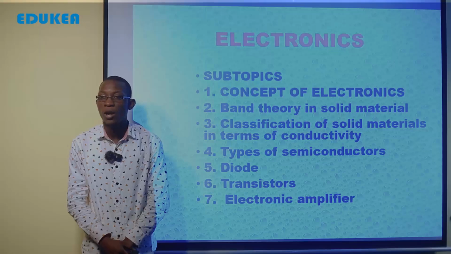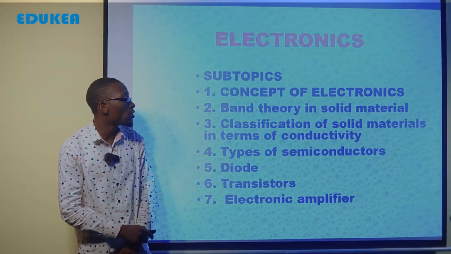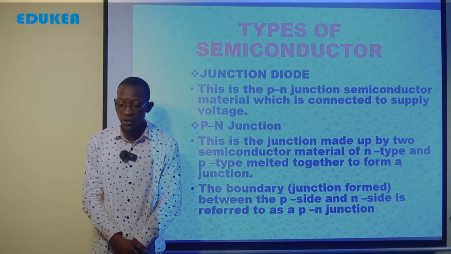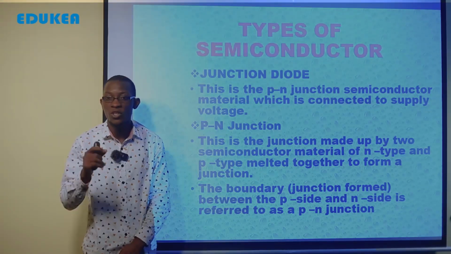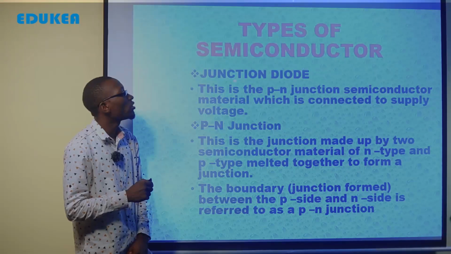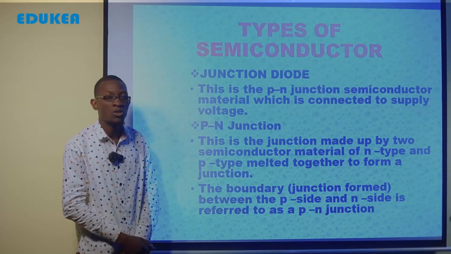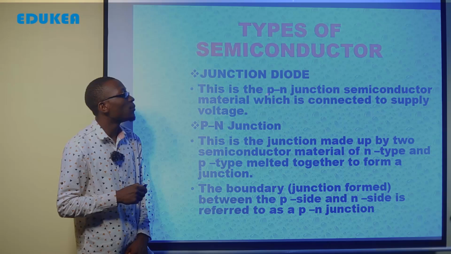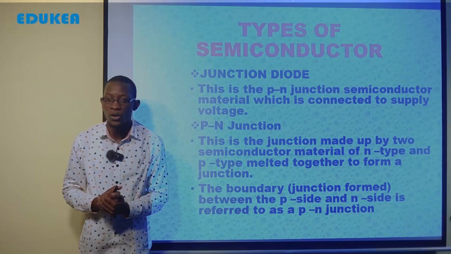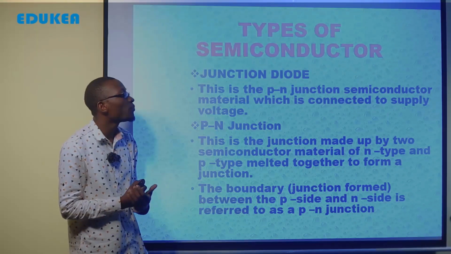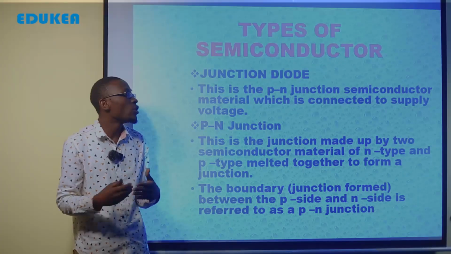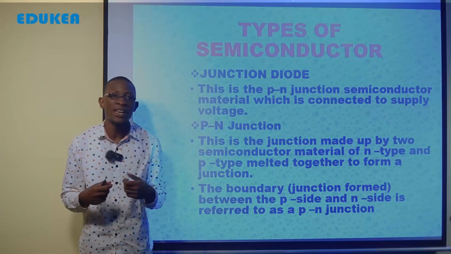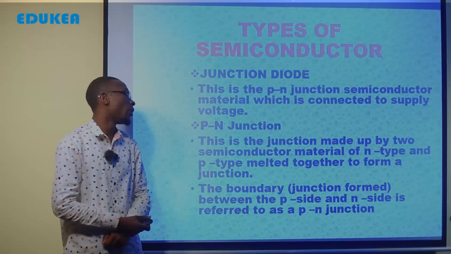We are proceeding from where we ended on types of semiconductor as our subtopic. So let us look at a simple section known as junction diodes. A junction diode is a PN junction semiconductor material which is connected to a supply voltage. Tunapokuwa tunazungumzia junction diode, tunasema hii ni PN junction semiconductor material ambayo yenyewe tunakuwa tumeiconnect katika power supply, kwamba tumeiconnect kwenye chanzo cha umeme.